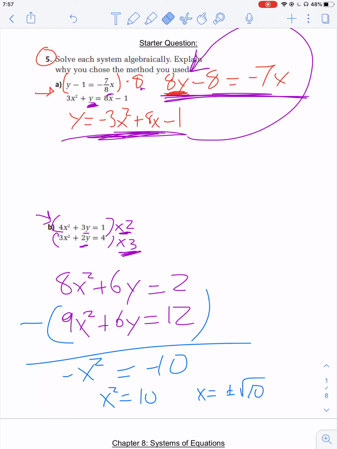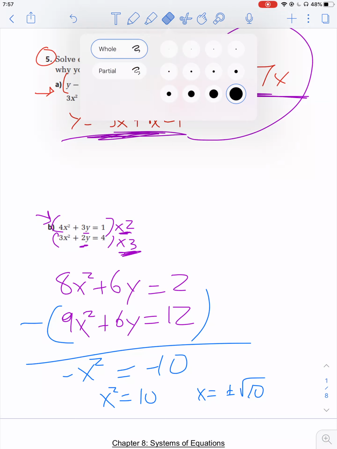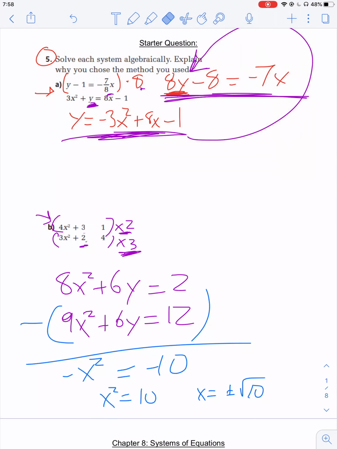And one way to identify when to use elimination is when you can't really solve for y, because you have coefficients on top and at the bottom. That means if you do solve for y, you're going to run into fractions and decimals. So elimination would be the best way of doing it. I'm just going to quickly check my work. When you multiply by 2, you get 8, 6, and 2, and here you get 9, 6, and 12. So you get minus 1, and yeah.